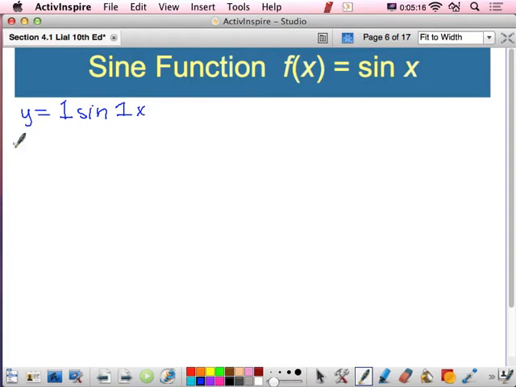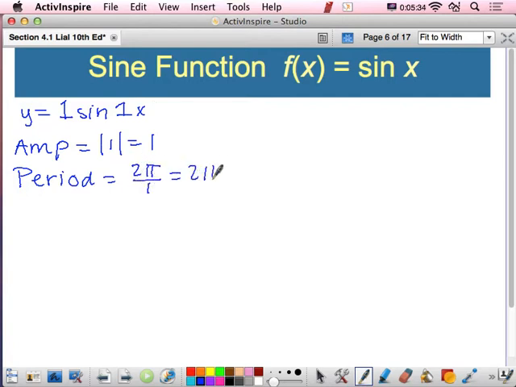All right. So the amplitude is the absolute value of a. Well, what is a? 1. So the absolute value of 1 is 1. And the period is 2 pi divided by b. And in this case, b is 1. So the period is just 2 pi. And these are the easiest to do when the period is 2 pi.